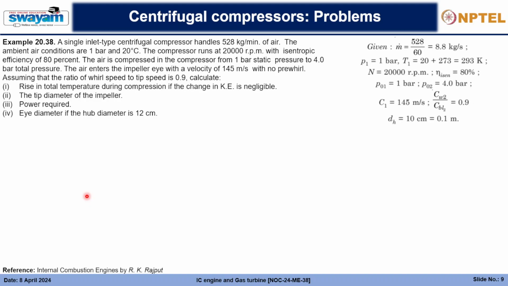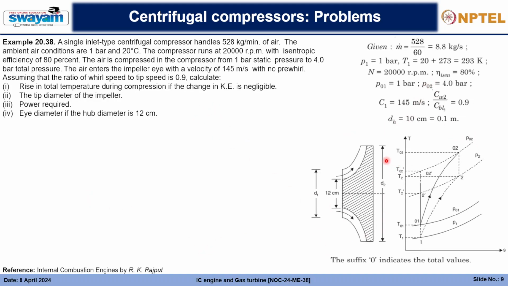This air is compressed in the compressor from 1 bar static pressure to 4 bar total pressure, right? So P01, P02 are given. Then C1 equals 145 meter per second, and the ratio between the whirl and the blade velocity is 0.92. The diameter of the hub is 12 centimeter. So there is a mistake out here, that should be 12 centimeter.